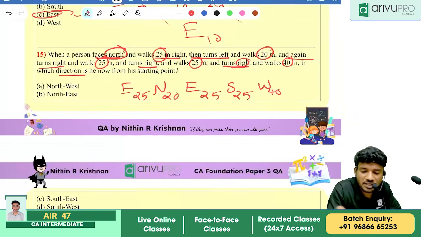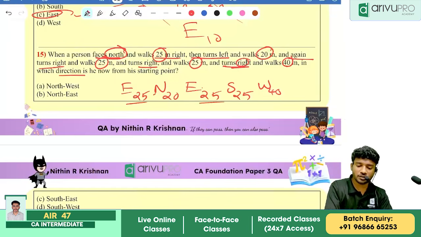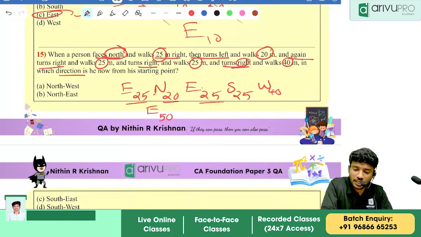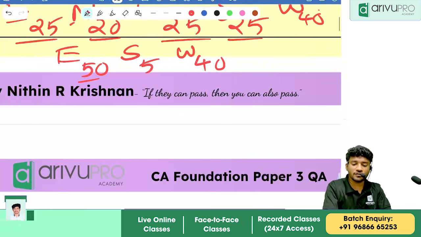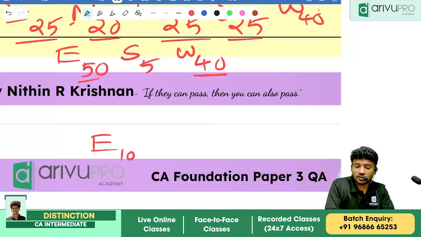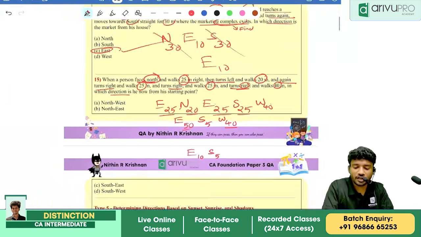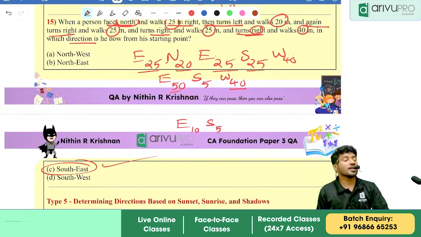In which direction is he from the starting point is the question, people. East 25, East 25 will become what? East 50. North 20 and South 25 will become what term? South 5. West 40 will remain, right? Now you tell me. East 50, West 40. Which is the bigger one? East 10. What is remaining? South 5. So which is the direction? Southeast is the direction.